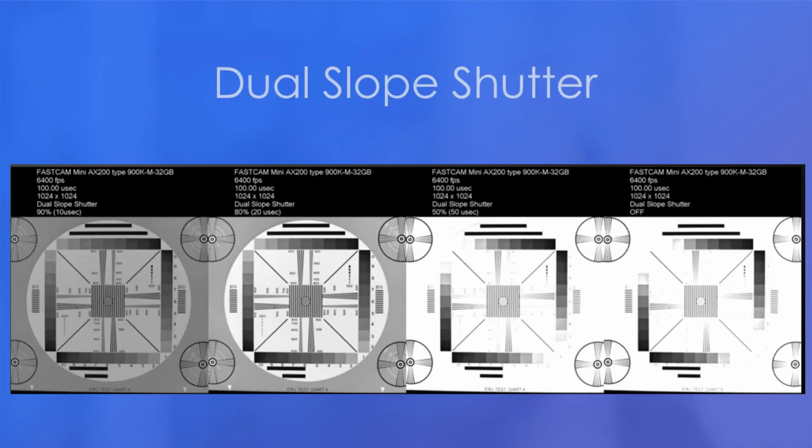And now for a few other examples. You'll notice here all four of these images were taken with the exact same camera, Mini AX200, and the frame rate and shutter speed and resolution are all identical. The only difference here is the dual slope shutter activation. Over here on the far right, the dual slope shutter is turned off, and then it's progressively increased going from right to left. And you'll notice the image all the way to the left has much less saturation and much more detail with a higher dual slope shutter percentage.